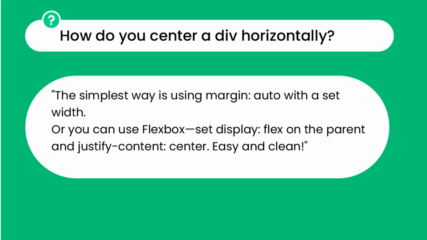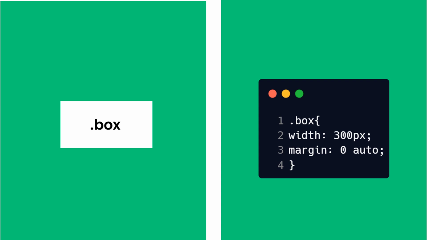Coming to the next question, how do you center a div horizontally? To center a div horizontally, the most common method is using margin auto, but it only works if the div has a fixed width. You can also use Flexbox by setting display to flex on the parent and adding the justify content to center. Both ways work great, it just depends on your layout need.